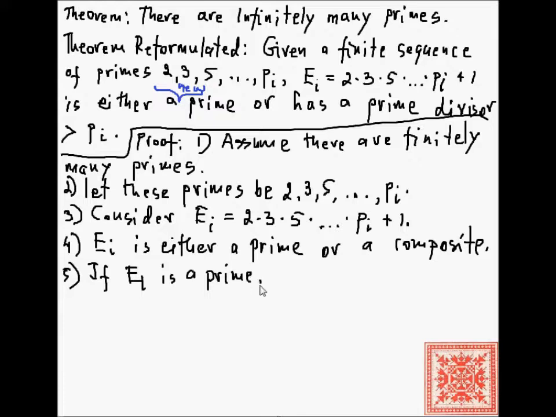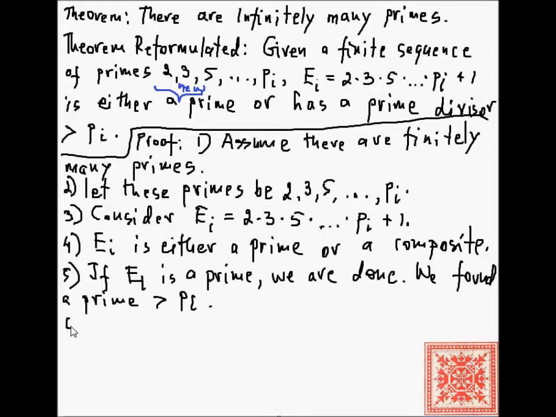So if E sub I is a prime, then we're done, because we actually have found a new prime, which is not in our finite list of primes. So we have found a new prime, a prime greater than p sub I, which is the largest prime. Okay. We found our contradiction.